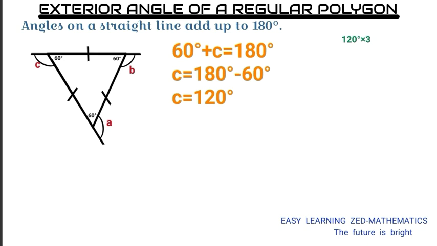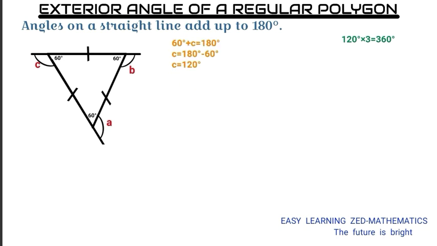As you can see, there are 3 exterior angles of the regular polygon, which is an equilateral triangle. So I'm going to multiply them by 3. Since there are 3, that means I'm going to multiply 120 by 3, or I'm going to add them: 120 degrees plus 120 degrees plus 120 degrees, which will give me 360 degrees. Now 360 degrees is the sum of the exterior angles of an equilateral triangle. Then I'm going to reduce this.